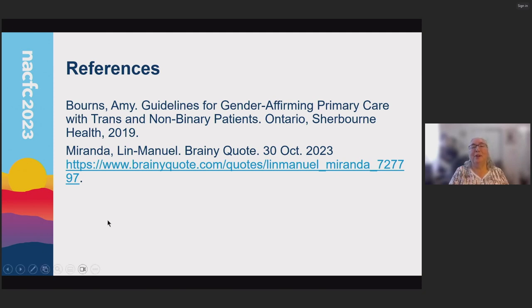There's a list of the references I used, and the top one is a real good set of guidelines, not only for clinicians working with trans and non-binary patients, but even parents could benefit from reading the guidelines if they have a member of their family in the LGBTQ community.